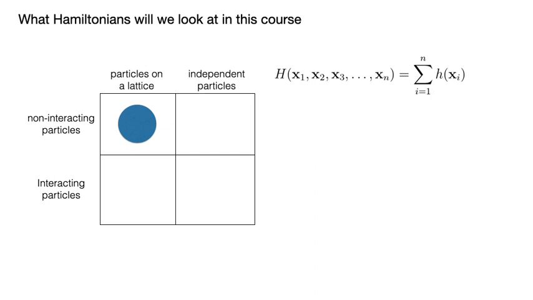Small h(x_i) will be given by a function that is something like this. This function means that each particle can be in one of three states: state 0, state 1, or state 2. If it is in state 0, its contribution to the energy is A. If it is in state 1, its contribution to the total energy is B, and if it is in state 2, its contribution to the total energy is C.